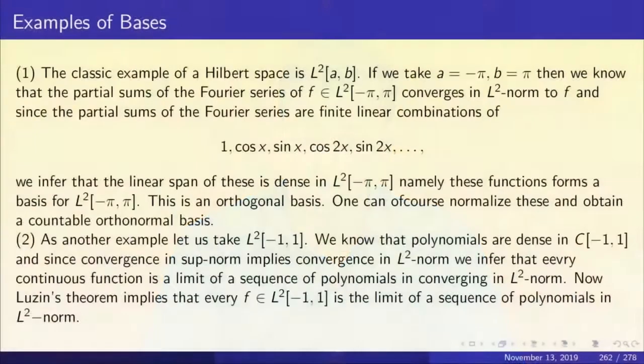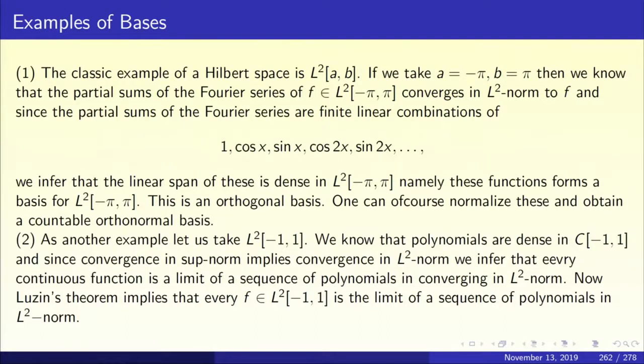Let us take another example. Take L2 of minus 1 to 1. We know that polynomials are dense in C of minus 1 to 1 in sup norm. That is the Weierstrass approximation theorem. The Weierstrass approximation theorem says that polynomials are dense in C of minus 1 to 1 with respect to sup norm.